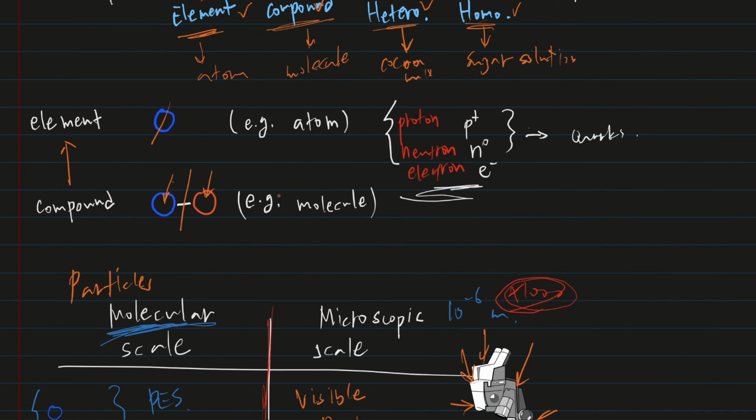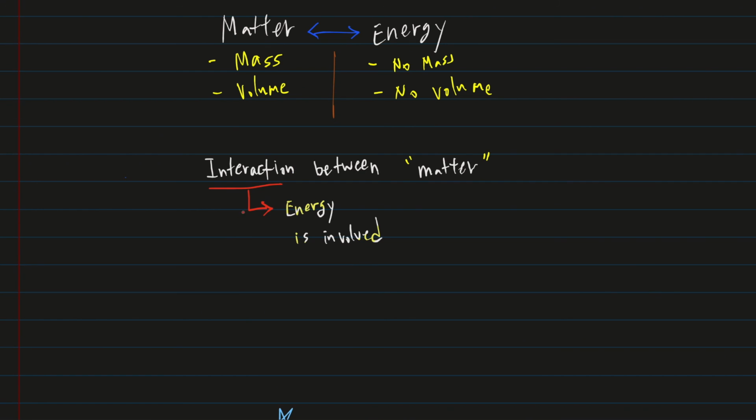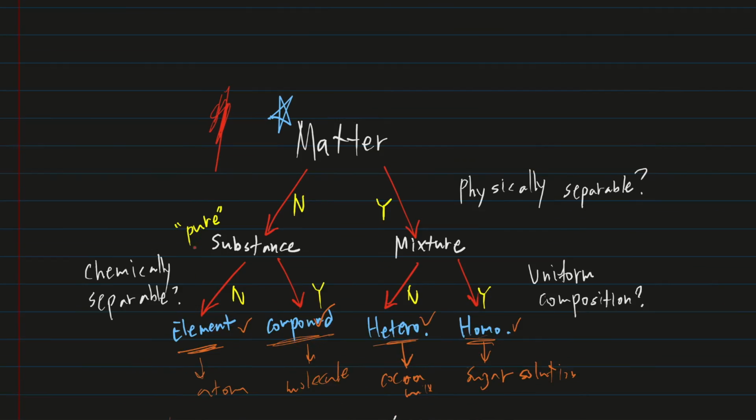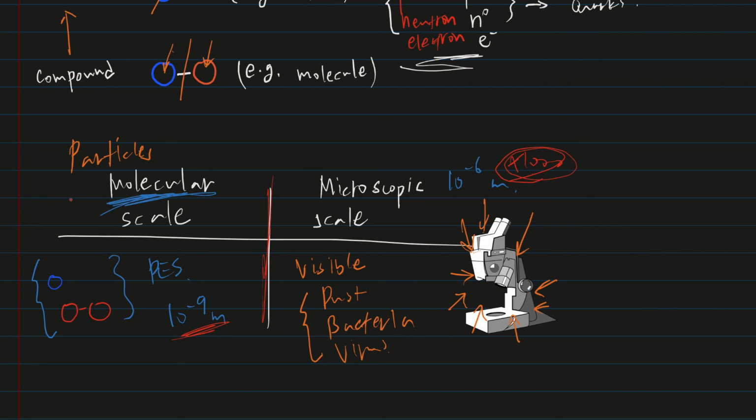So I think that's it for today's video. Today we talked about what this universe is made out of, matter and energy, and we talked about what matter is and what chemistry is. We learned about the classification of matter, and we talked about the two scales, molecular and microscopic, when you're handling particles. So that's it. Please look forward to the next video, which is going to be about the atomic model and its history.